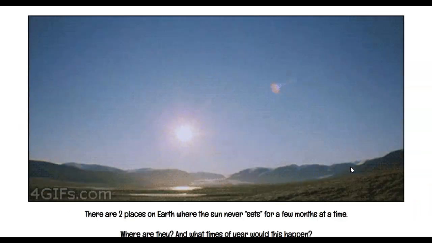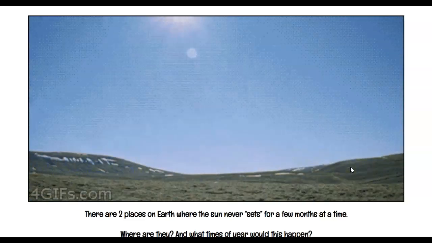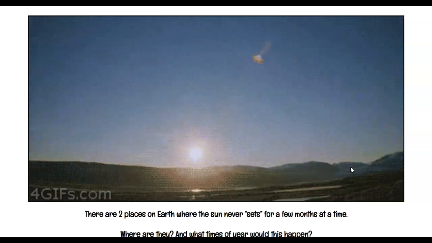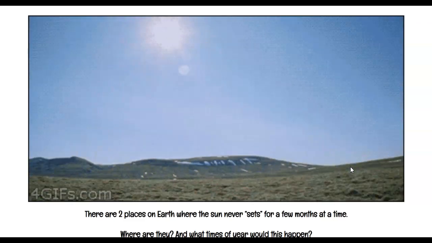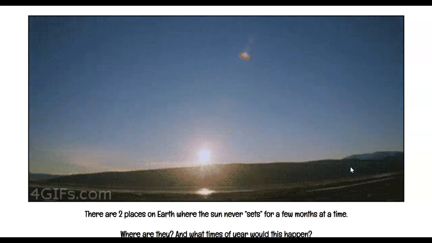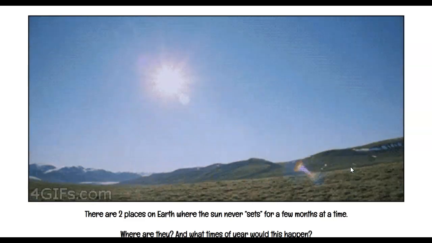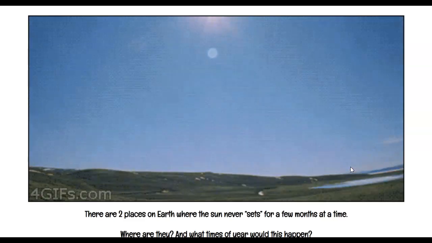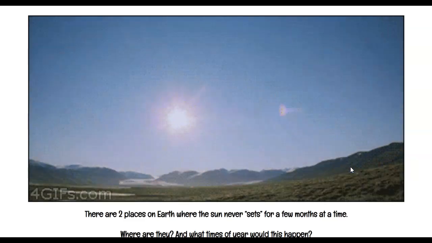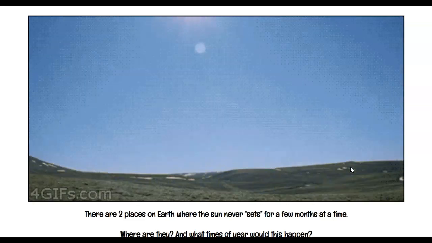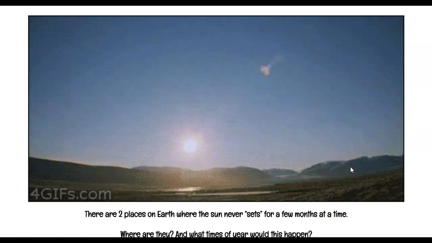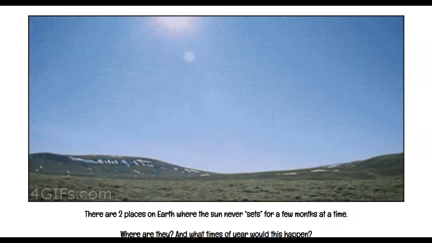This is actually another effect of the Earth's tilt and revolution that we aren't really digging into. This is a 24-hour time lapse of the sun's movement across the sky in a specific location. And as you can see, the sun never sets in this image. There are 2 places on Earth where the sun never, quote unquote, sets for a few months at a time. I put that in quotes because the sun doesn't move, we move. So I want you to think about where on Earth these 2 places are and what times of year they would happen. Let me know if you come up with the answer.